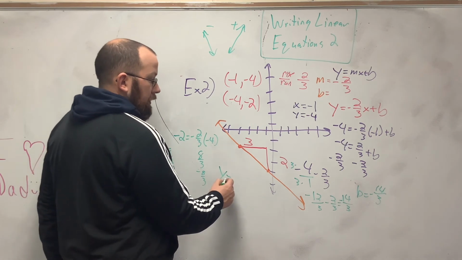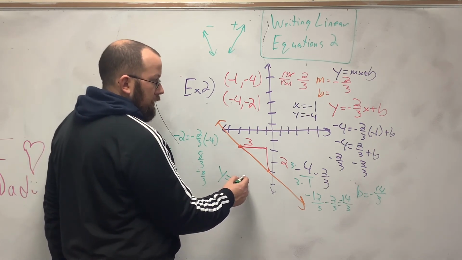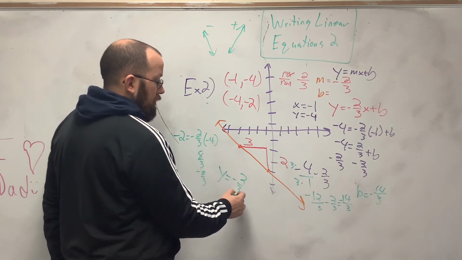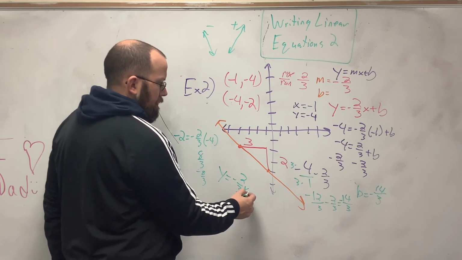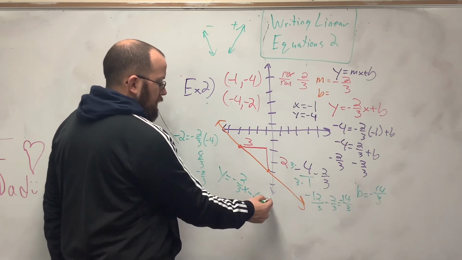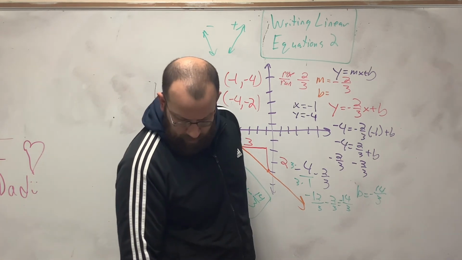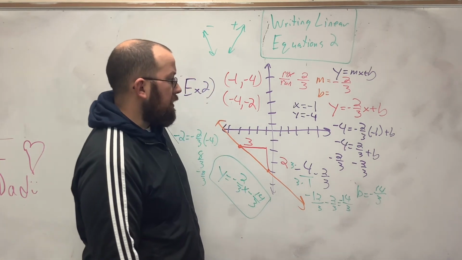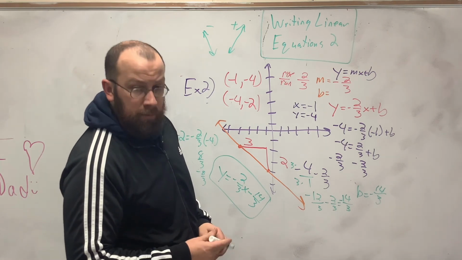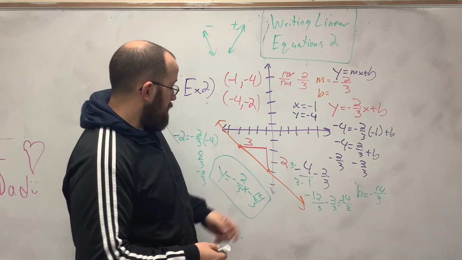So y equals -2/3 x minus 14/3. Now in the lesson, it says 13/3, but that's not right, it's 14/3. I double checked it. As long as my points are correct, that's your answer right there.